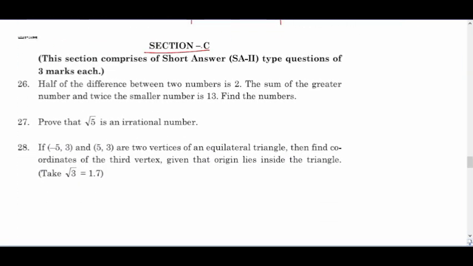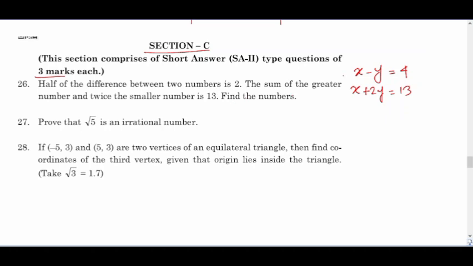Section C. Okay, now this is 3 marks each. Okay, first question 26. What does it say? Half of the difference between two numbers is 2. Okay, that means suppose one number is x and the other number is y, so we are given that x minus y is 4. Okay, next, the sum of the greater number and twice the smaller, that is, x is greater, so x plus 2y is 13. Now find the numbers. Just two equations are given, two variables, we have to find both the numbers.